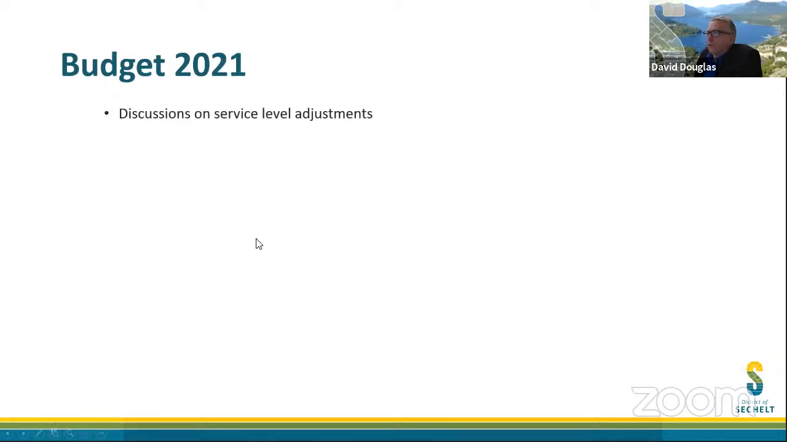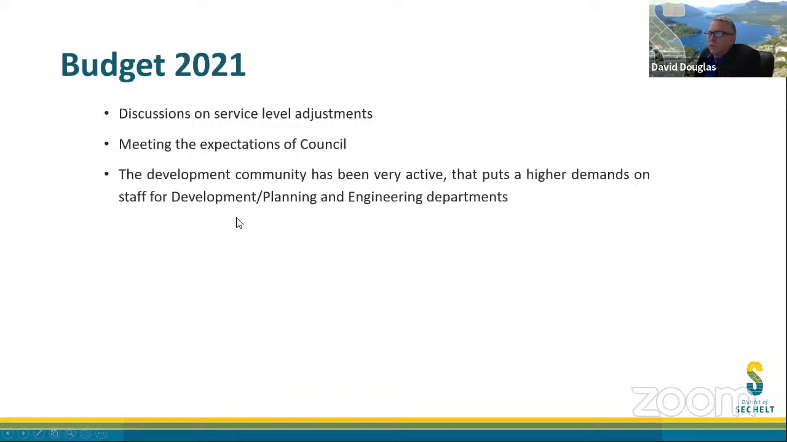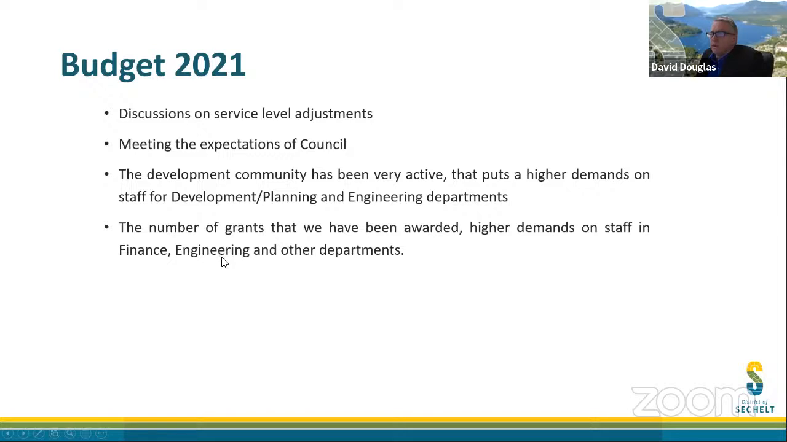So far at our meetings, really both meetings, we've been having discussions on service level adjustments. We want to continue to meet the expectations of council and the community. The development community has been fairly active over the last year, and it continues this year, and that puts higher demands on staff for development, planning, and engineering departments.